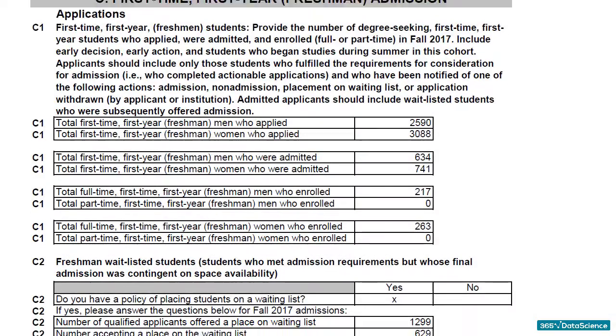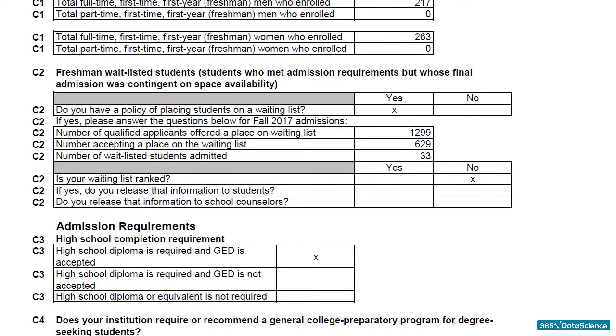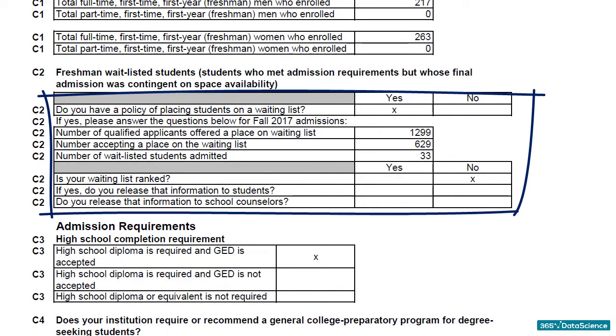Additionally, you can practice your understanding of probabilities by exploring the values in Table C2 and determining the likelihood of being offered a place on the wait list. Additionally, you can compute the chance of being admitted, having accepted a place on the wait list, and the likelihood of getting admitted given you were offered a place on the wait list.